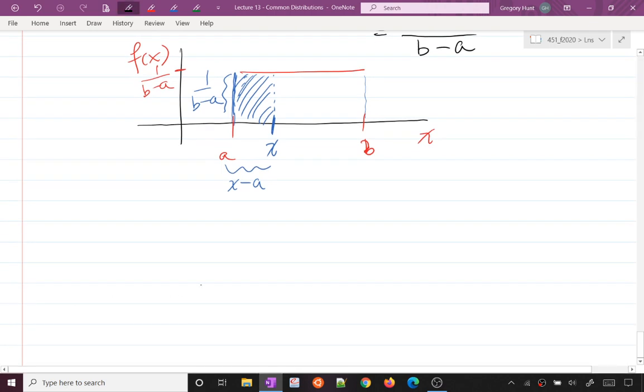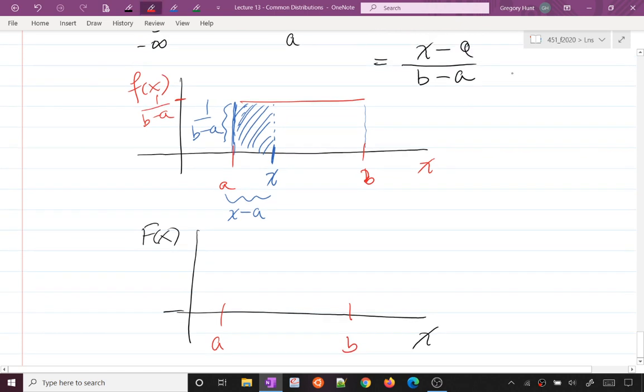So we could draw a corresponding graph of the CDF between a and b. It is linear. This is just a linear function, right? It has a slope of 1 over b minus a and an intercept so that we're 0 here, and at b we are at 1, and has a slope equal to 1 over b minus a.